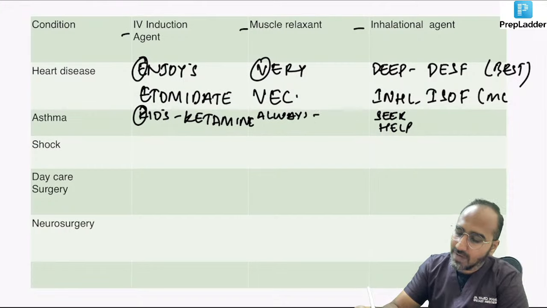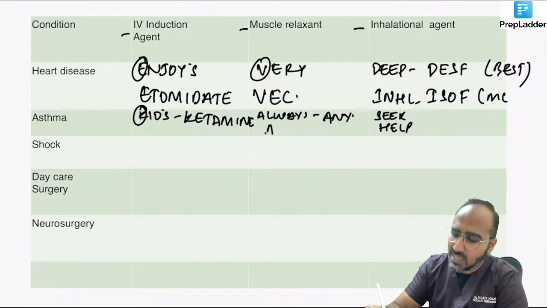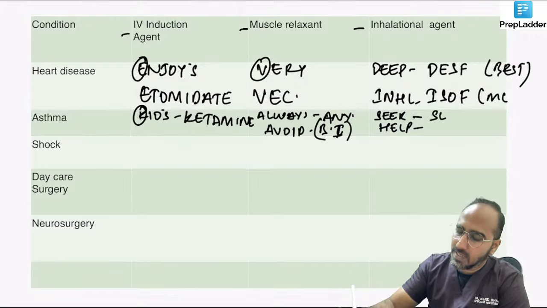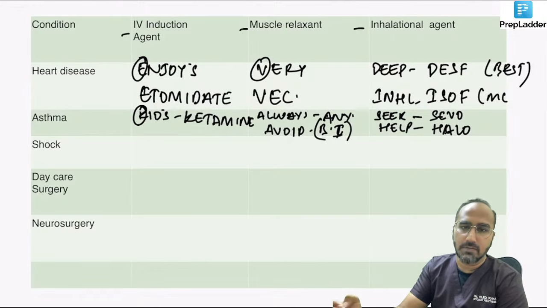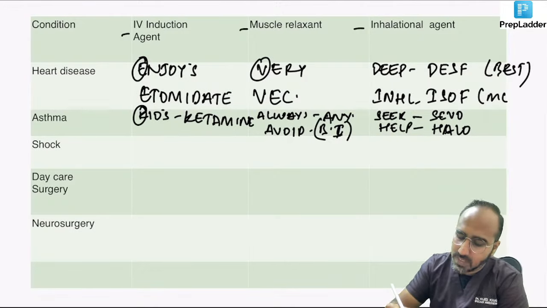Okay? Any muscle relaxant, but I would suggest that you avoid benzylisoquinolines. Why? Because they release histamine. Avoid benzylisoquinolines. Seek help. Remember, the best agent is sevoflurane, inhalational agent, and second best is halothane. Both are causing bronchodilation. Next, for shock, what we need to remember?